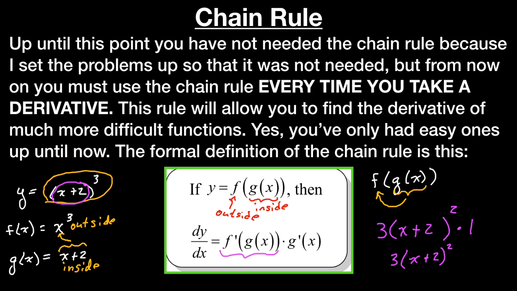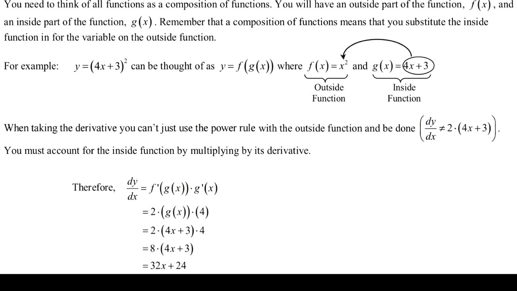And that's the situation that we have been in up until this point. I have arranged it so that the derivative of the inside part on all of our derivatives has been 1. So multiplying by the derivative did not change anything. Now, what if there was a 3 in front of the x, like a 3x plus 2 right here? Well, then you would end up multiplying by 3 out here, because the derivative of 3x plus 2 would be 3.